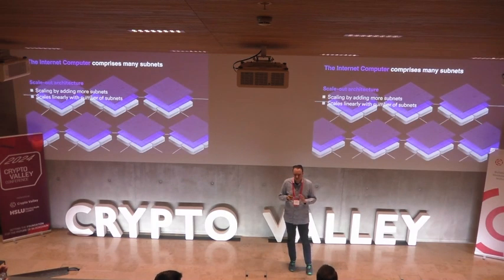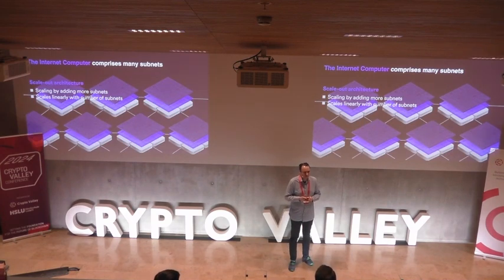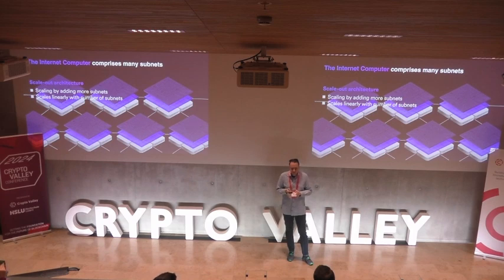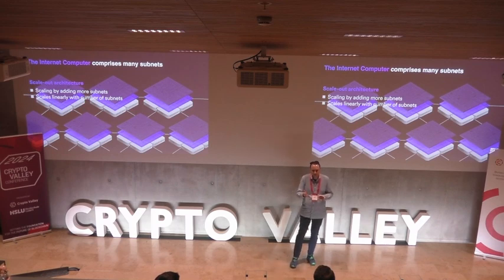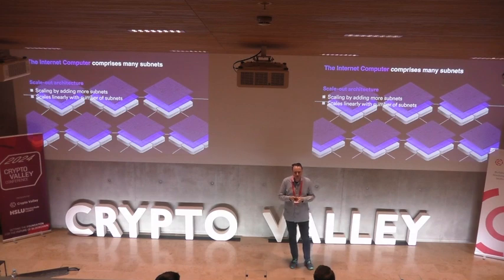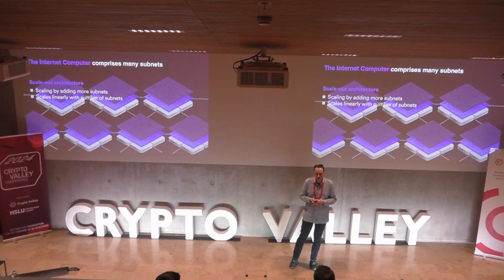And now we have many of those subnets. Currently it's around 35 to 40, I don't know the exact number. And what we get is a scale-out architecture like public cloud. In a public cloud, you can add more machines to get more capacity. On the Internet Computer, you can add more machines and then form subnets to increase the capacity. It scales more or less linearly, so very much like public cloud, but it's a blockchain.